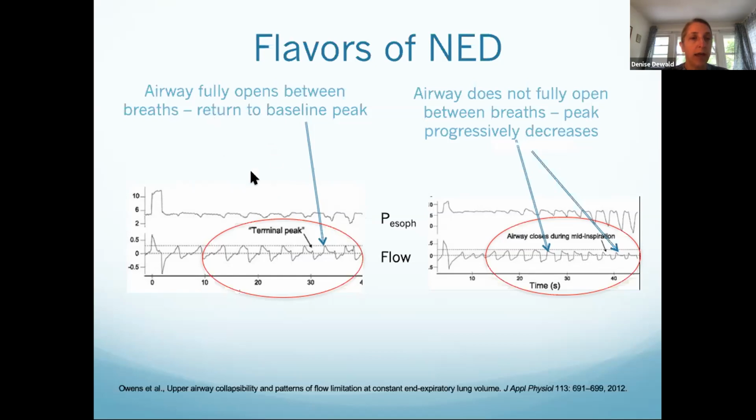One where the airway will fully open. So here is your esophageal pressure. Here is your flow. And if you look here, the breaths are returning to the baseline peak. You see that? The airway is fully open. And then you can have another type of negative effort dependence where the airway is not making it back up. The flow is not reaching baseline. So each breath, the airway is closing more and more and more. And this is going to eventually lead to a full-on closure of the airway.